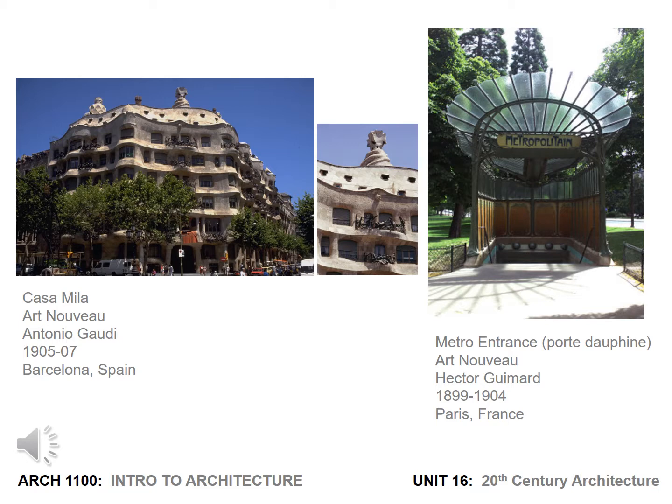Guimard's work features these wrought iron swirls and curves, some which support this light, delicate glass roof. The key element in all of these examples is the integration of these plant-like organic forms throughout the design, which is the key stylistic element of Art Nouveau work.